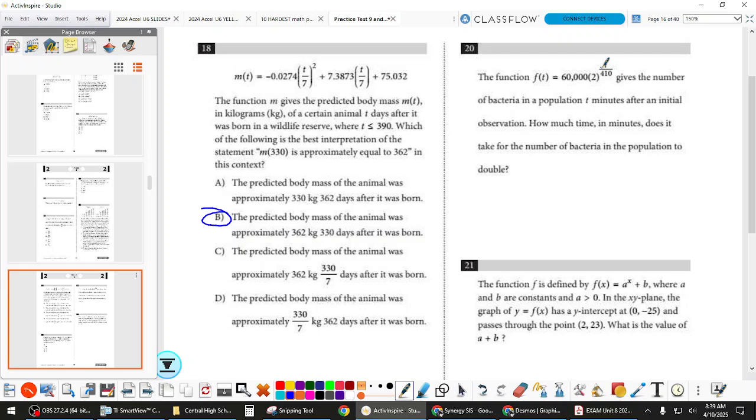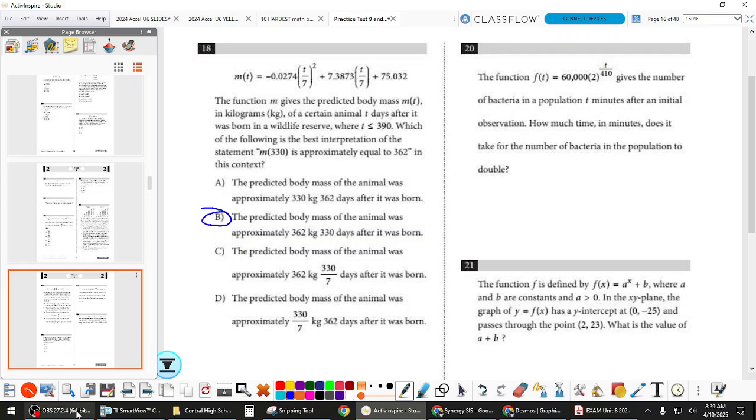So if T was 400, then it's 60,000 times 2, which is... oh, double. Actually not.